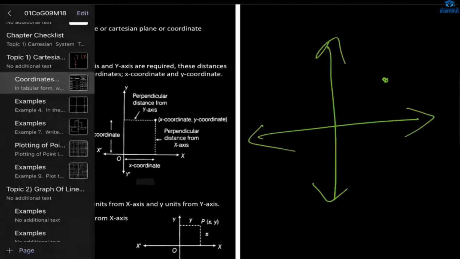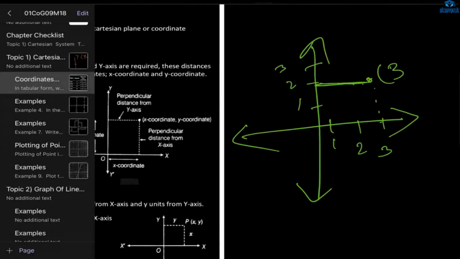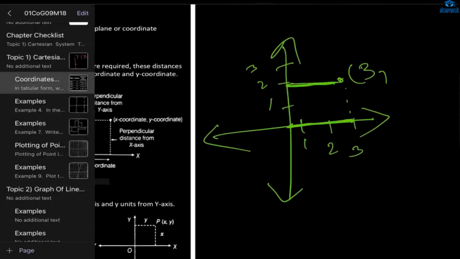So I'm representing a point here. The x value here is 3. This is the perpendicular distance from the y-axis, but we are measuring along the x-axis. So on x the value is 3, so the value of x is 3, comma. Now we need to take the value of y: the perpendicular distance from the x-axis, measured along the y-axis. This is 2. So we are going to mark this at 3, 2. This is the way we are going to represent a point on the Cartesian plane.